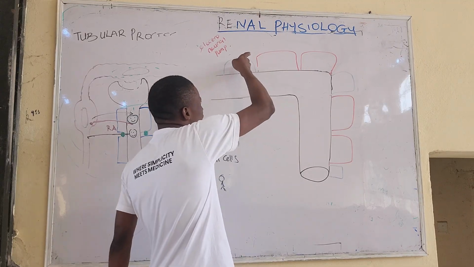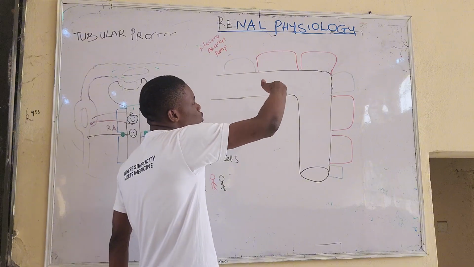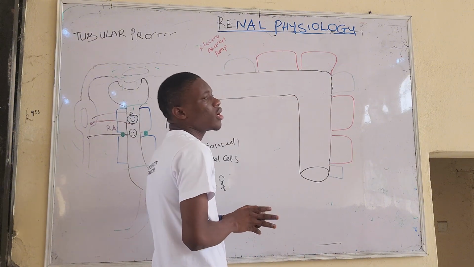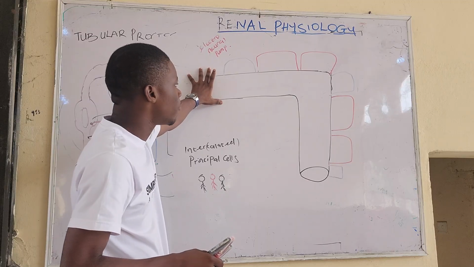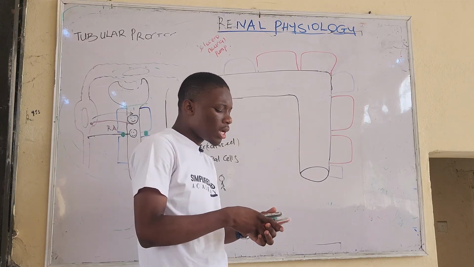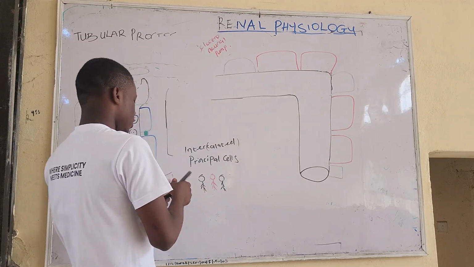So we'll look at how the intercalated cell works. After we look at that, we'll look at how the principal cell works. Then one more thing I want to add is that this part, the late distal convoluted tubule and the collecting duct, are called fine tuners.